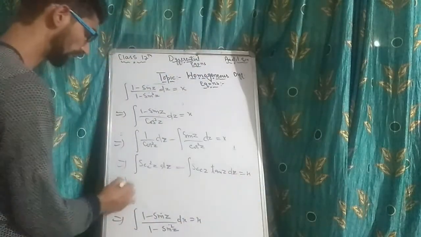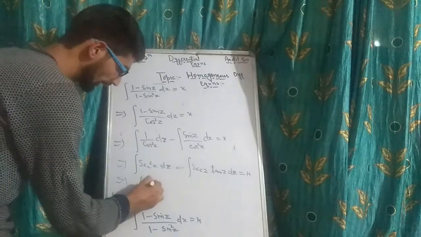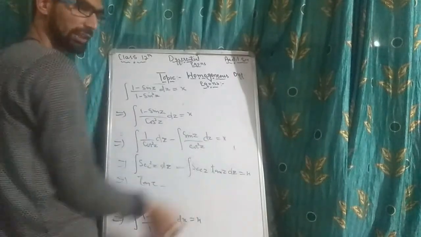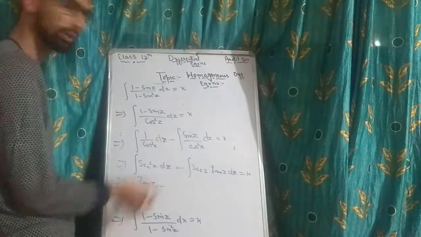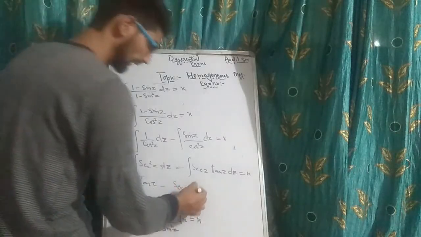So which is further equal to the integral of sec square z, that is tan z, and then minus the integral of sec z tan z. What is that equal to? That is equal to sec of z, and equals x.